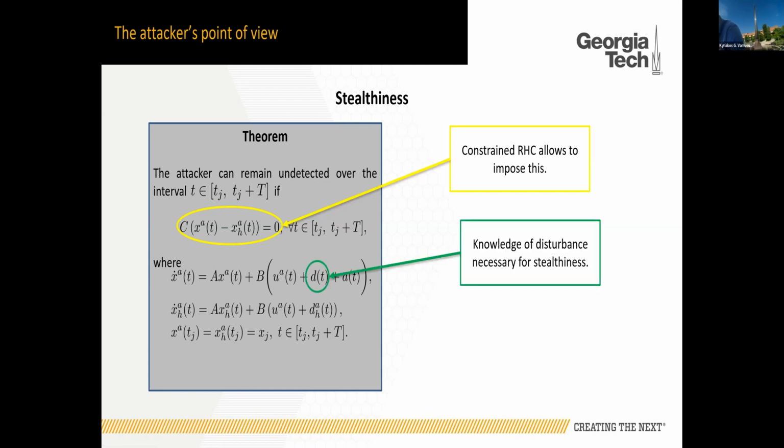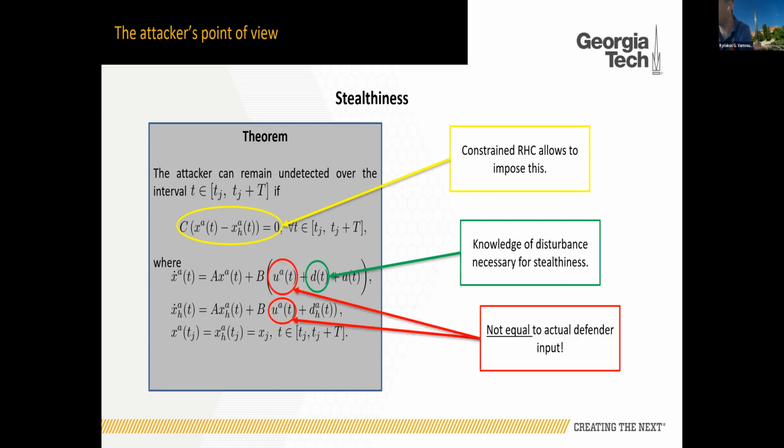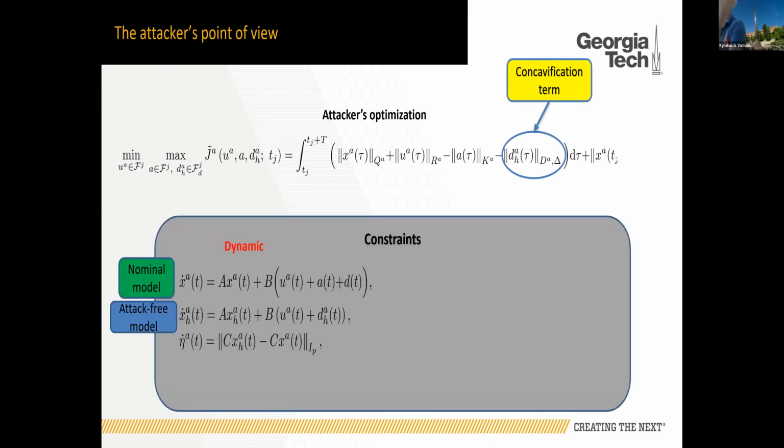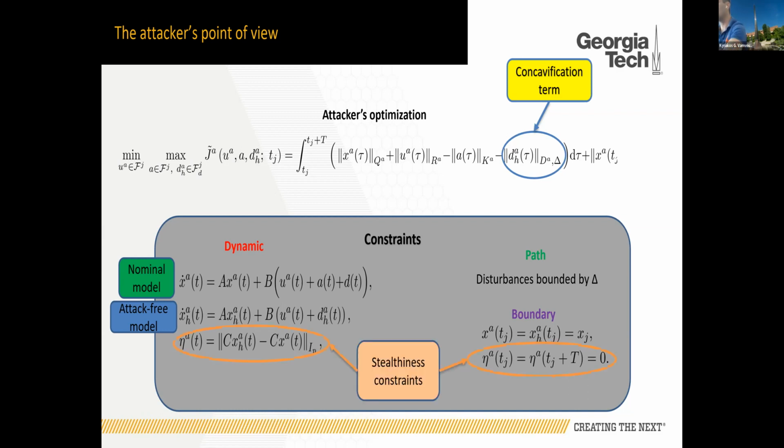Again, this is the knowledge of disturbance for the attacker, because he wants to remain stealthy. Okay, and then this is what I just told you. This is not the actual defender input. Now, again, same things. This is done by the attacker's optimization. This is a concavification term, and then I have similar constraints. I have the nominal model, the attack-free model, and then I have the disturbances that are bounded by delta, and I have the boundary conditions, and then by enforcing these things on the orange, I can guarantee constraints.